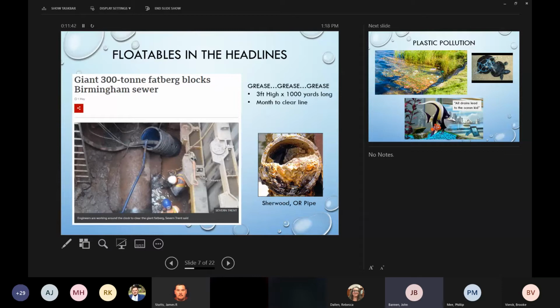They still do not have it cleared, and they are estimating it's going to take a month, and it will be June by the time they are finally able to clear that line of the material that is in the pipeline. And then just an internal picture there on the right of a pipe in Sherwood, Oregon, of a grease buildup. And we'll talk a little more into that further.